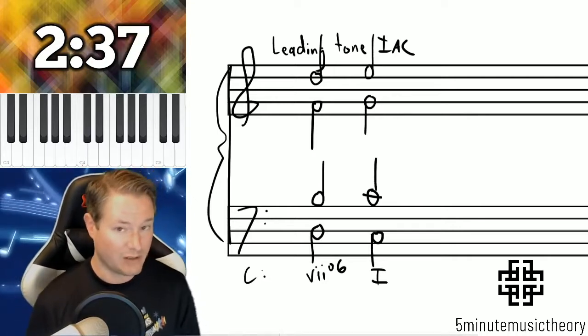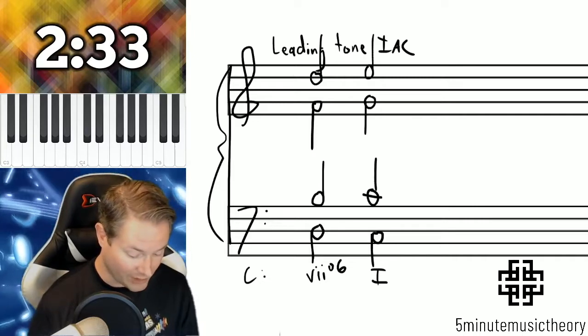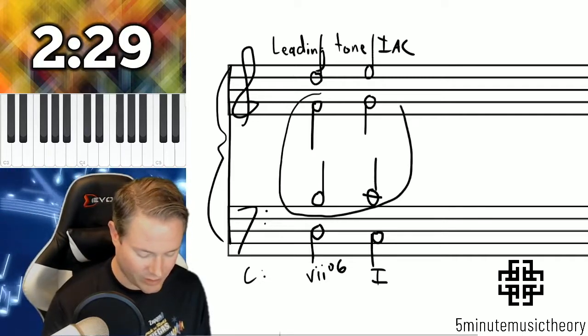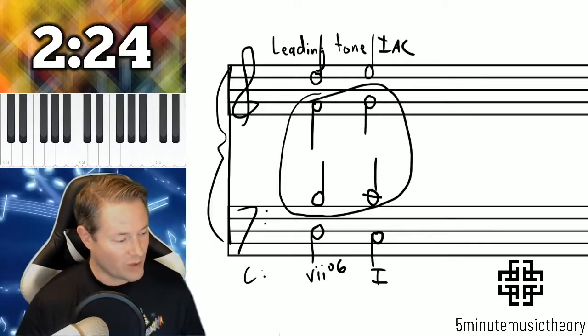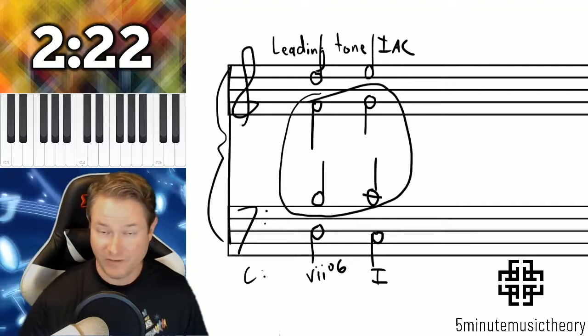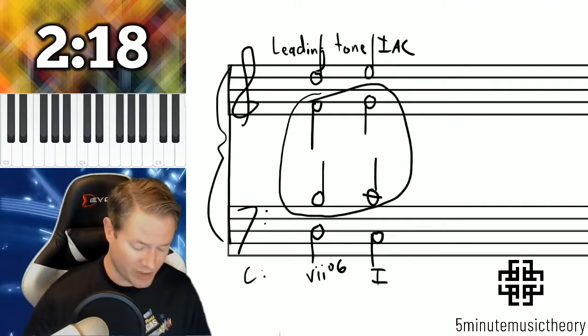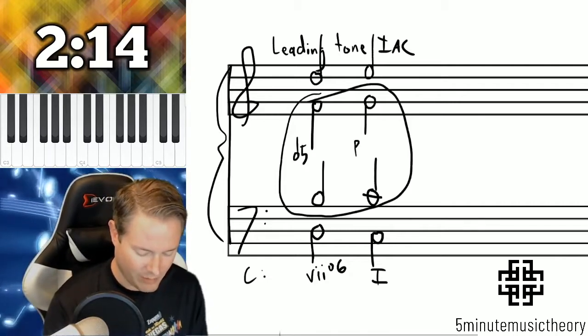And now I see a lot of parallel motion, so I need to make sure that I'm checking for any sort of objectionable parallels. And I do have something that is a little bit troublesome here, or at least appears to be. So what we have there in the inner voices, we have a B to an F, which is a 5th, but it's a diminished 5th, moving in parallel to a C and a G, which is a perfect 5th. So we have diminished 5th to a perfect 5th.